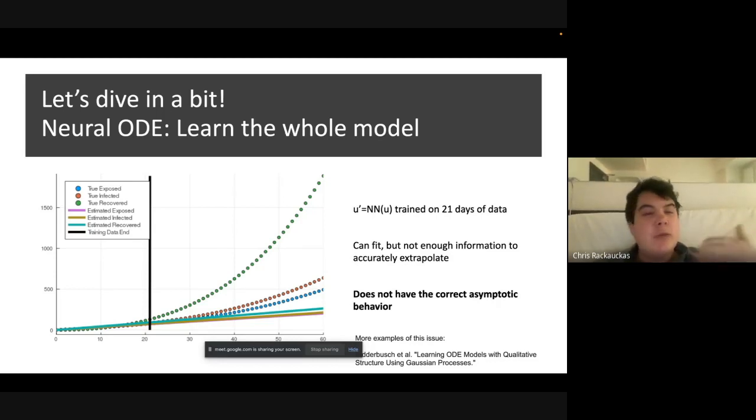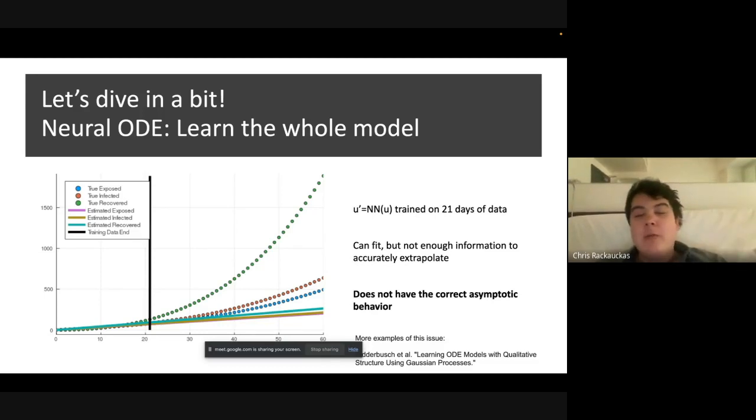So if you did not assume any prior scientific information, then you would have what's known as a neural ODE, right? This is U prime equals a neural network, which basically says, this continuous system is governed by a neural network. We don't have any prior idea on what this ODE can look like. And what we did here was we trained this from 0 to 21 days. And where you see that black line is where the training data ends. It extrapolates forward. And a neural ODE with that information at the beginning of the pandemic does not extrapolate.